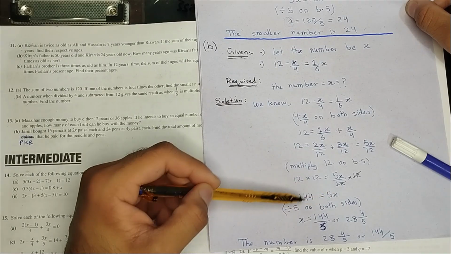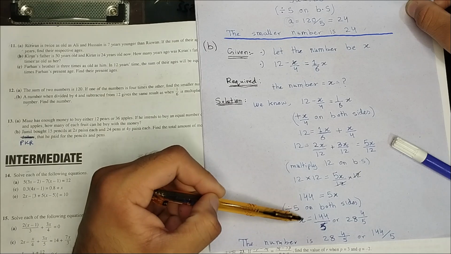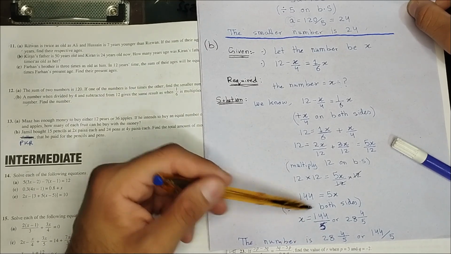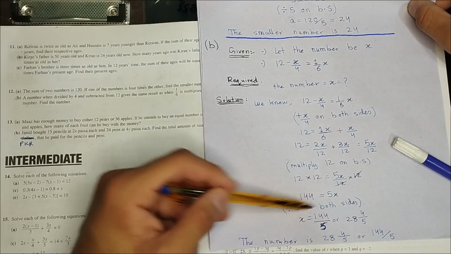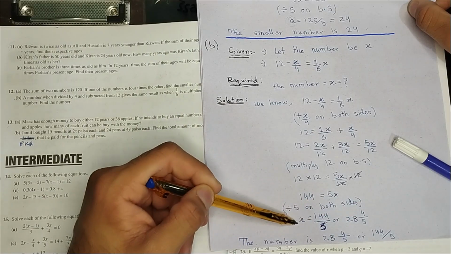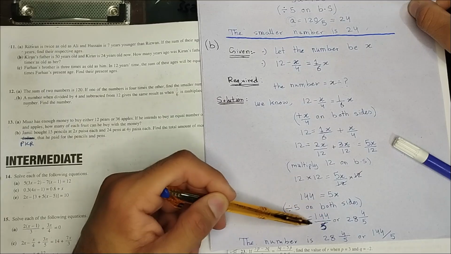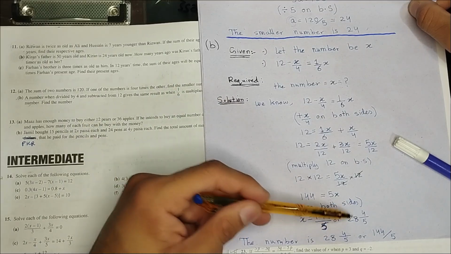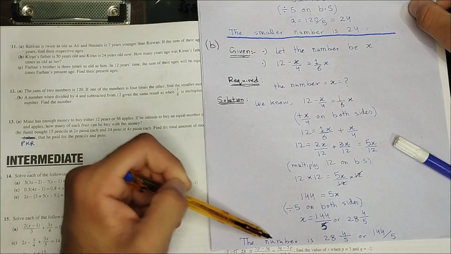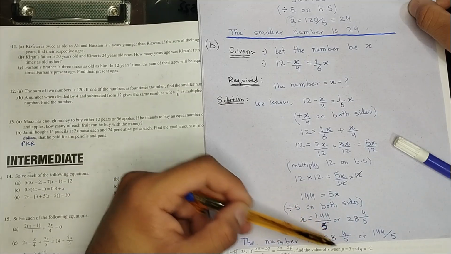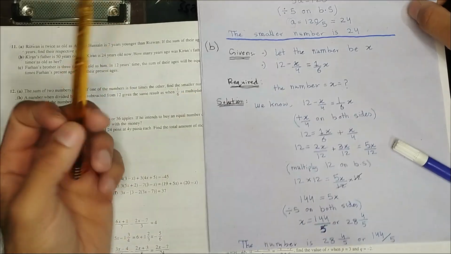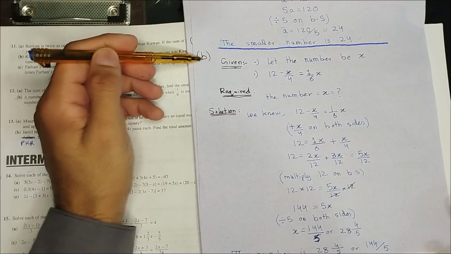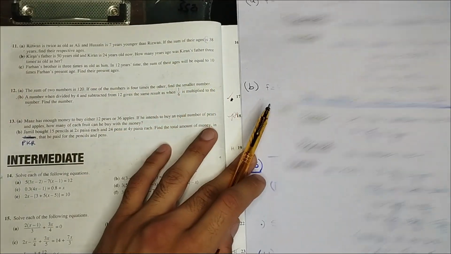Now to get rid of this 5, we're going to divide on both sides of the equation, and we will get the value of x. Now x is equal to this entire number as well. You can say x is equal to 144 divided by 5. You can leave it at that, or you can simplify it further. You can write it in mixed numbers and say that the number is 28 whole 4 by 5. This is it. That's question number 12, part B.